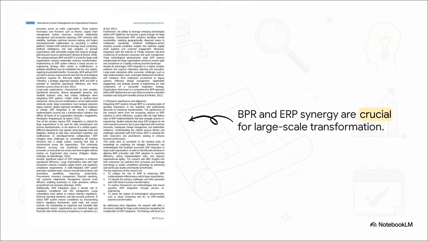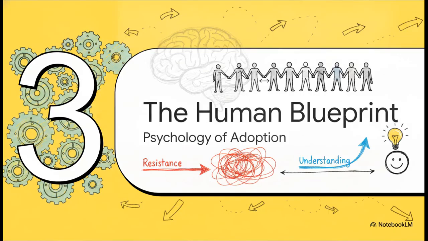The synergy between BPR and ERP is absolutely crucial. BPR ensures that the new systems are designed to support optimized, lean workflows. Organizations must map their existing workflows, identify operational pain points, and deconstruct redundant activities before the software vendor even enters the room. This operational alignment minimizes business disruptions, drastically enhances user adoption, and ensures the digital architecture directly supports strategic business outcomes. The Human Blueprint, Section 3.